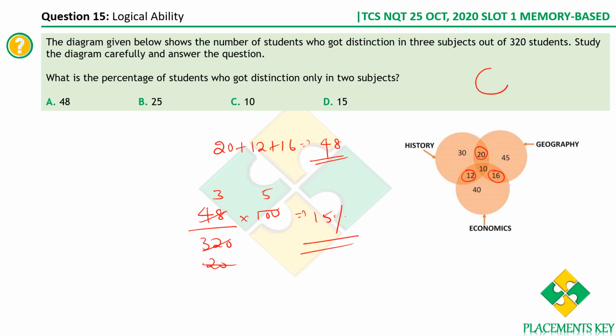I hope you got this logic as to why this is exactly 2. The intersection between 2 Venn diagrams represents the region which is common to both the Venn diagrams. If we take history and geography here, this common part represents the number of students who got distinction in both history and geography. Therefore we are supposed to count all these common regions, but we know that 10 represents the region who got distinction in all the 3 subjects, because 10 is common to all the 3 subjects. Therefore we are excluding that because we want exactly 2. Therefore the answer is 15%.